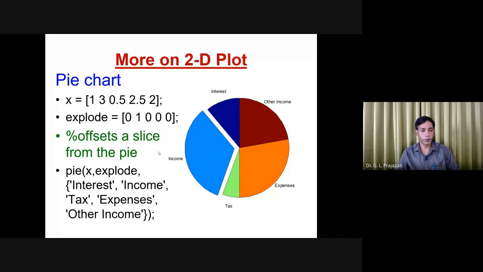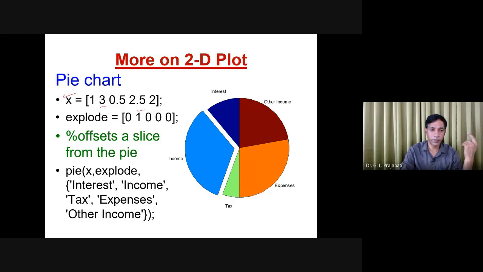Now you can further decorate this. If you want, you have the vector x, and you want to highlight the second one. You can also add the label, like this. For labeling you can do it like this. Pi, this is the pie graph. X explode, explode says that the second slice is highlighted.